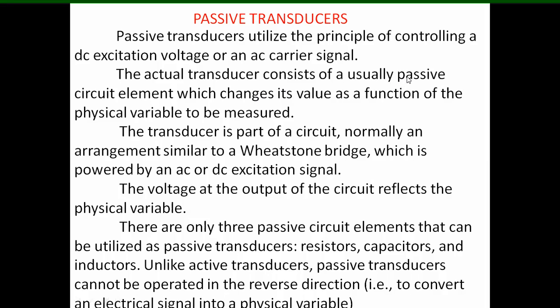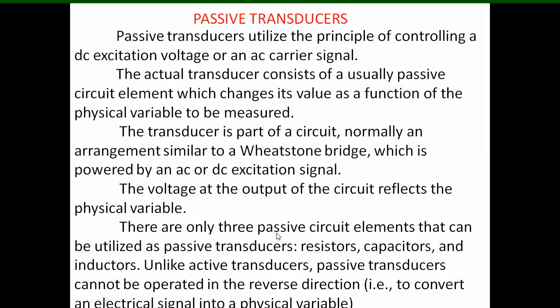The actual transducer usually consists of a passive circuit element which changes its value as a function of the physical variable to be measured. So the transducer is a part of the circuit. Generally, in active transducers, the transducers are separate from the conversion or amplifying circuits. After obtaining the signal, we make amplification or some modifications, whereas in passive transducers, the transducer is part of the same circuit.